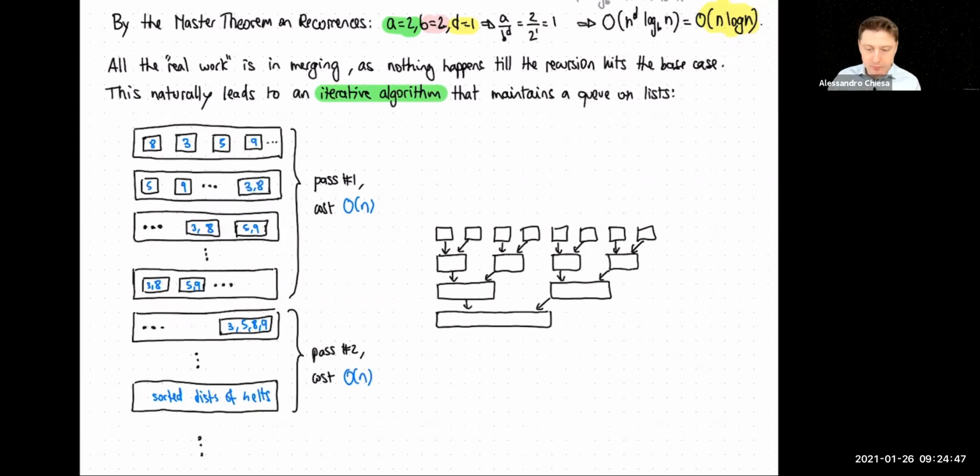All right. So that is merge sort. It's a pretty simple algorithm. Are there any questions about it?